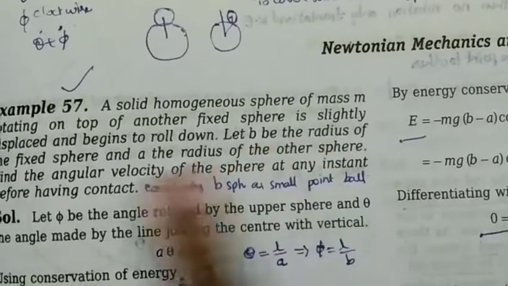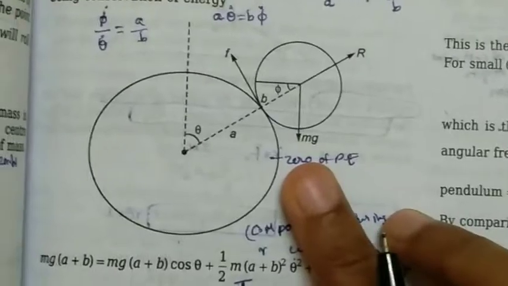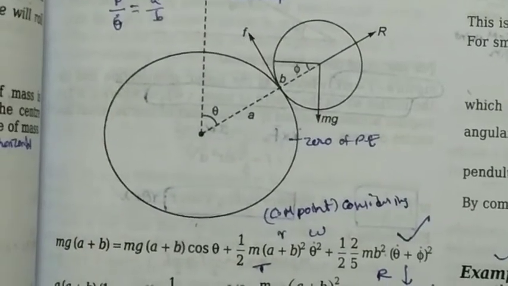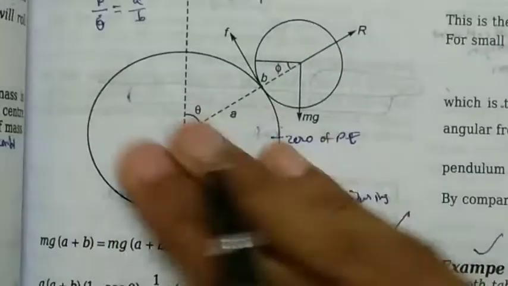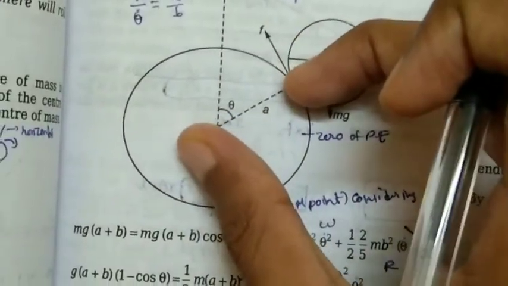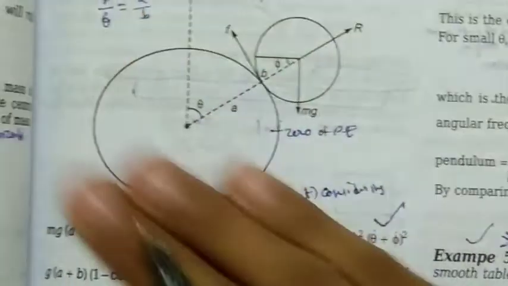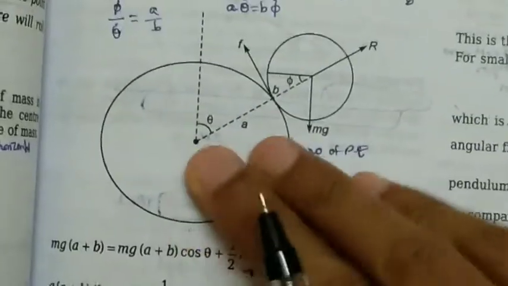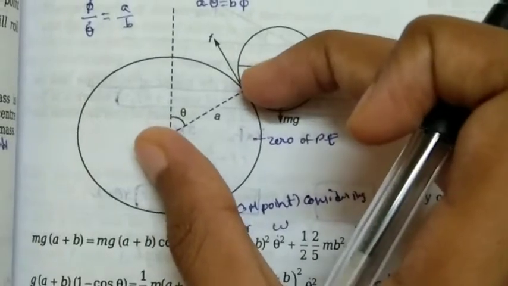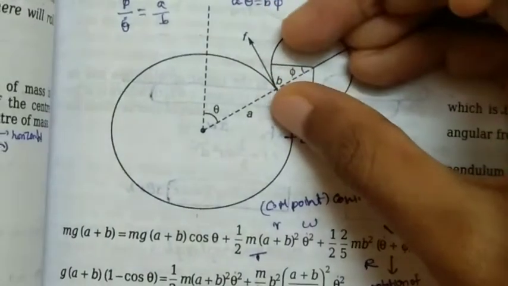And let B be the radius of the fixed sphere and A the radius of the other sphere. Actually B is taken as the radius of the fixed sphere, but in the diagram it is taken the other way: this is the fixed sphere and its radius is A, and the radius of the smaller sphere which is rolling on this bigger sphere is small b. So it is nothing wrong.